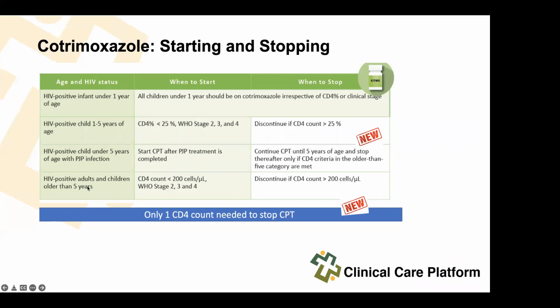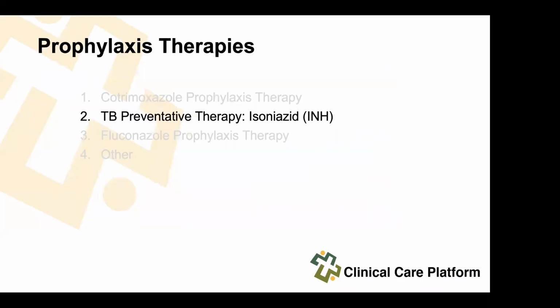So for adults and children who are older than 5 years, you are going to review them, mainly looking at their CD4 count. So if you have an adult patient with a CD4 count of less than 200 cells or clinically symptomatic, they need to be initiated on cotrimoxazole. As soon as the CD4 count crosses 200 cells, that is the only time where you can then consider stopping cotrimoxazole at that point in time. I'm going to continue from here.